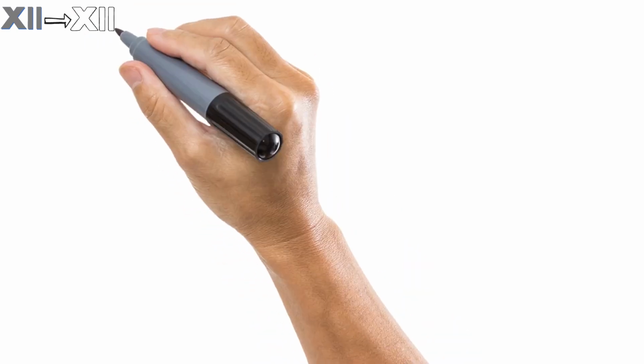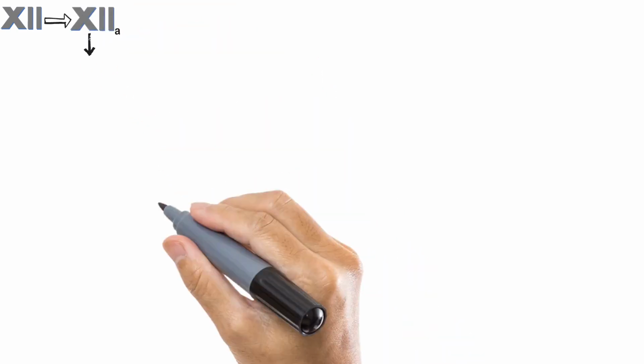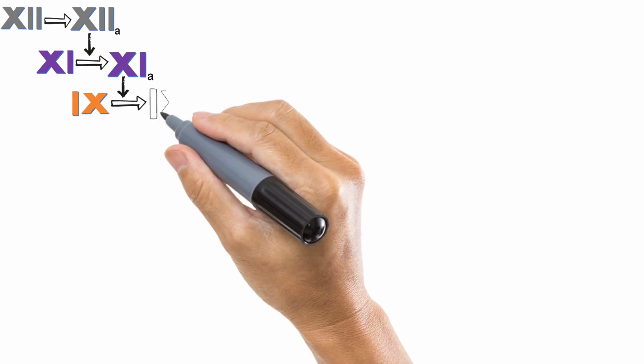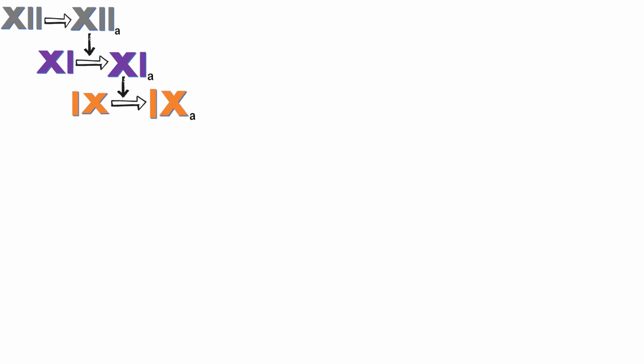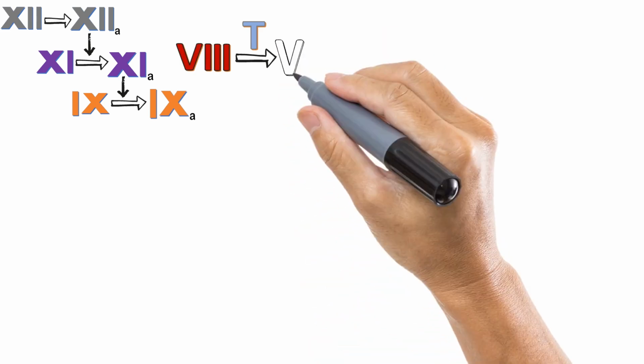Now this activated Factor XII will activate Factor XI, and Factor XI becomes activated Factor XI, and then activated Factor XI will activate Factor IX, and Factor IX becomes activated, pronounced as activated Factor IX. Meanwhile, thrombin activates Factor VIII into activated Factor VIII.